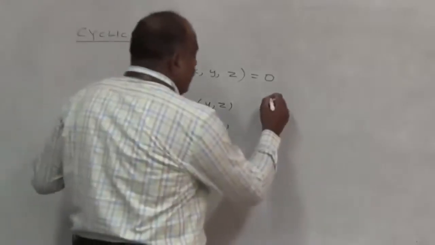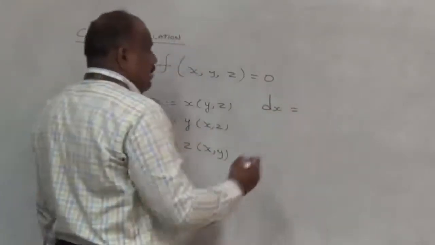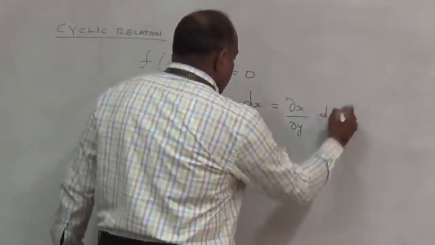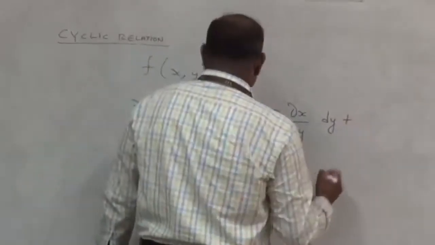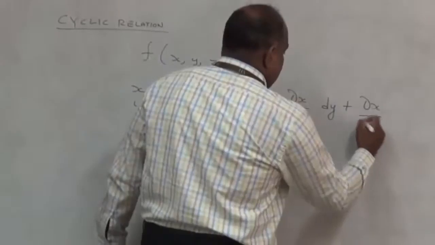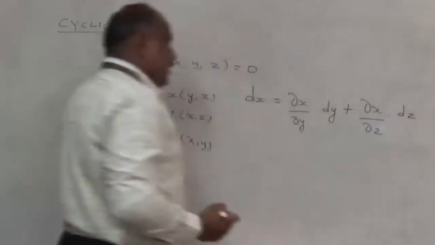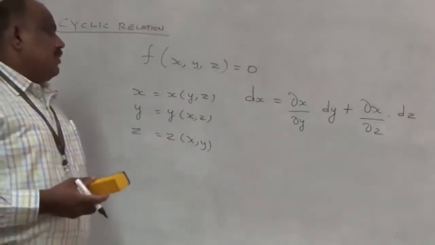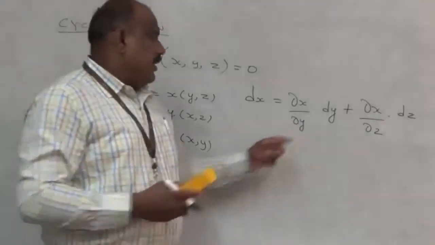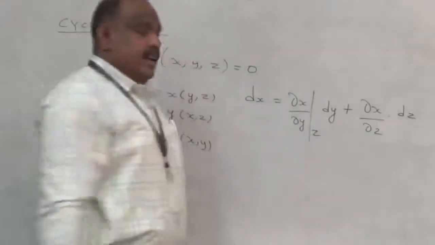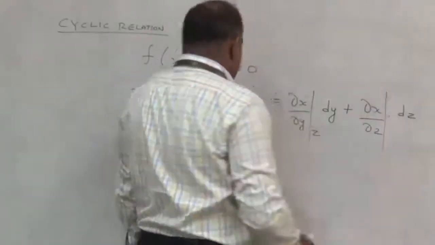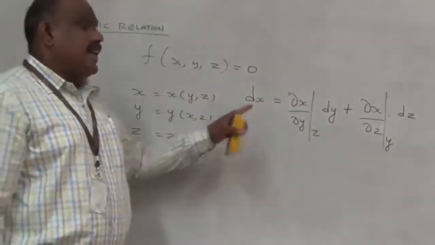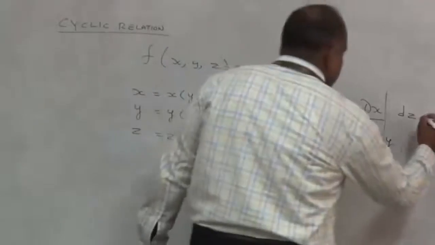So we have to differentiate partially if I want the differential of x. Let me write what is meant by dx. So dx is nothing but dou x by dou y into dy plus dou x by dou z into dz. Here x depends upon two variables y and z, so we differentiate partially with respect to y, keeping z constant, and we also differentiate x partially with respect to z, keeping y constant, where dx is the exact differential. Let us name this equation number 1.